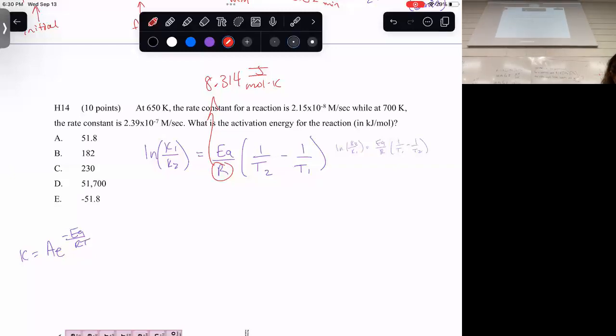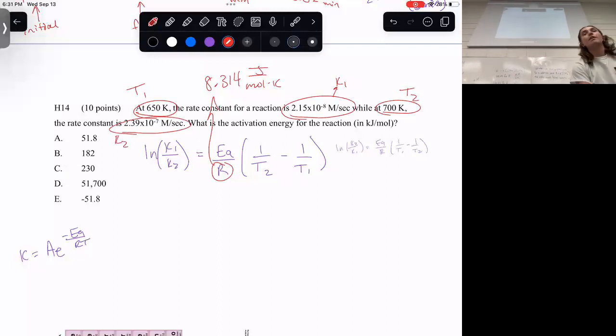Okay, so for 650 Kelvin, is this T1 or T2? T1. It doesn't actually matter if you call it T1 or T2, you just need to match it. And that 2.15, what is that going to be? K1. Your 700 Kelvin is T2, and your 239 is K2. Okay, so now you have your question annotated and we can plug that into our equation.